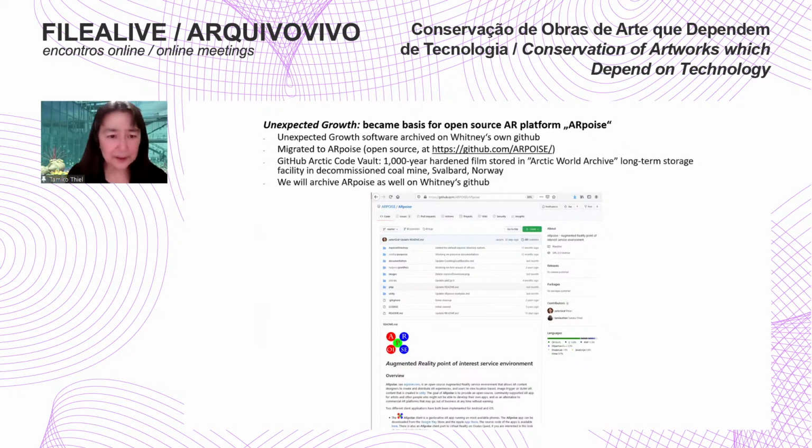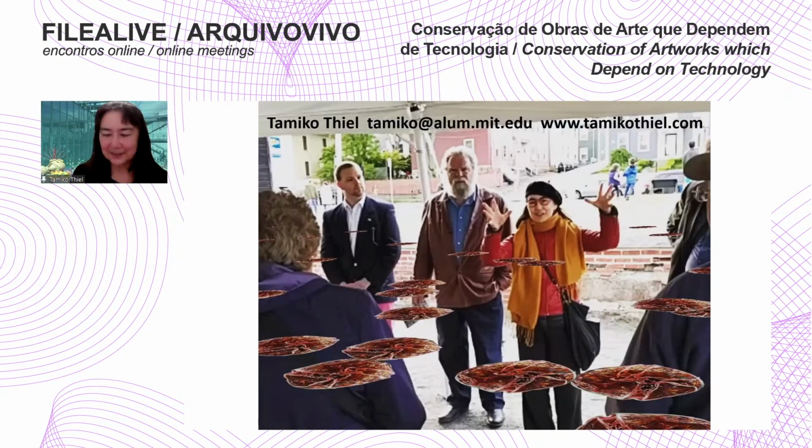It is on GitHub, and at some point we realized that it had been added to the GitHub Arctic Code Vault, which is a 1,000-year hardened film stored in a decommissioned coal mine in Norway. So the ARPOIS is not only open source, but it's also archived in what the software world hopes is a relatively long-lived facility. And that's where we are now.